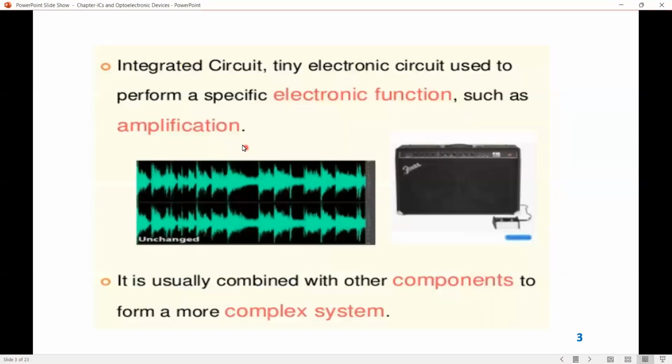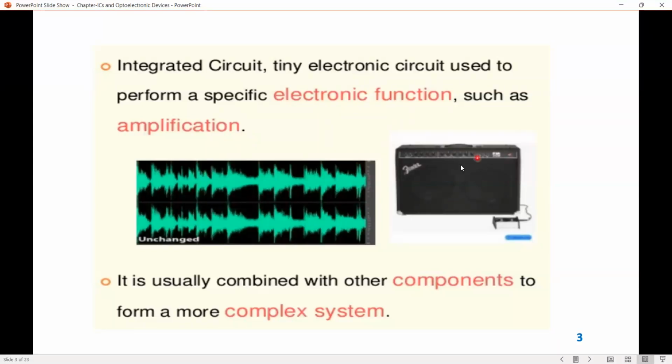So now, an IC is a tiny electronic circuit used to perform a specific electronic function. They are basically designed to perform a specific electronic function, such as, for example, amplification. So we have a signal, we want to amplify the signal strength. We use it for that purpose.